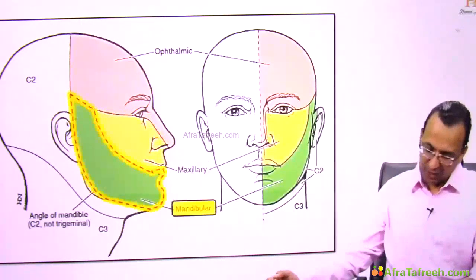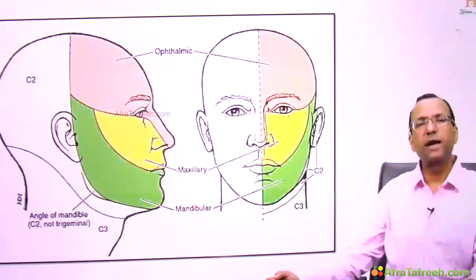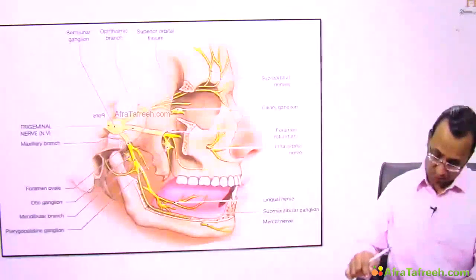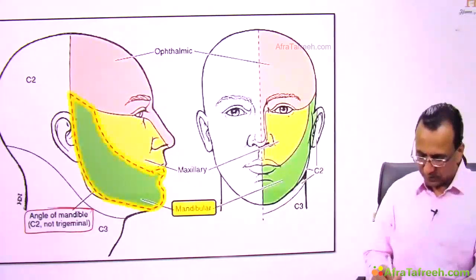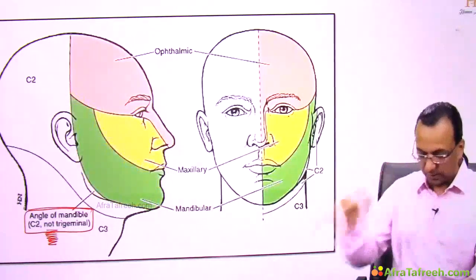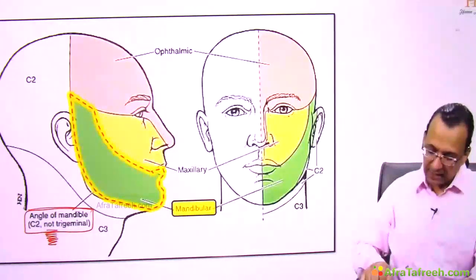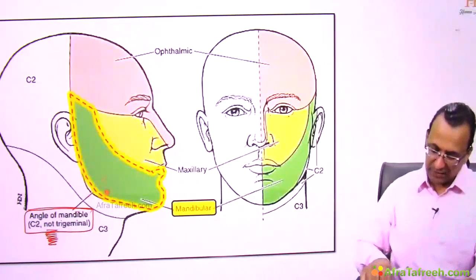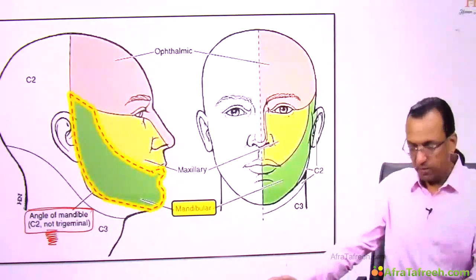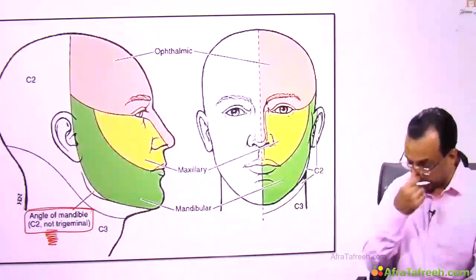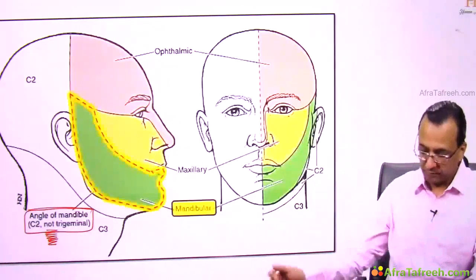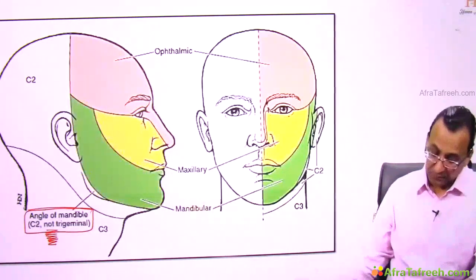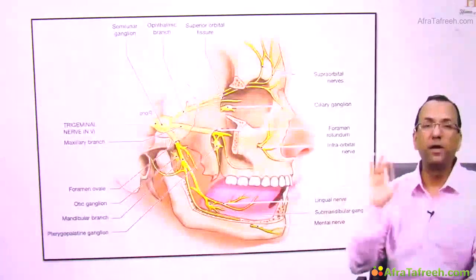Then who is supplying the skin on the mandible? Skin on the mandible is mandibular nerve, branch of trigeminal, but except the angle. So who is supplying the angle then? Angle we will discuss later, but it is not trigeminal. Skin at the angle of mandible is not trigeminal. It is some other nerve which we have to discuss. Okay, we'll wait for some time. But the skin on the mandible is supplied by mandibular nerve, branch of trigeminal.